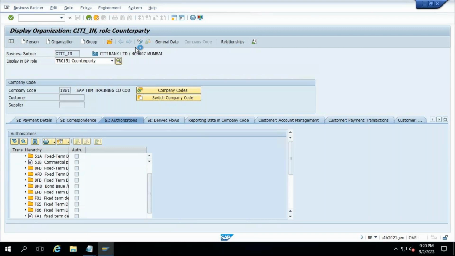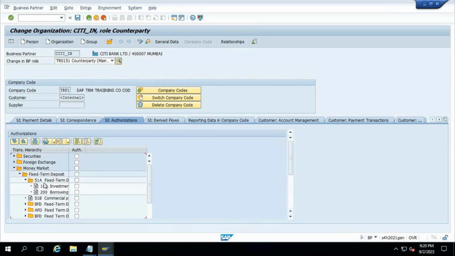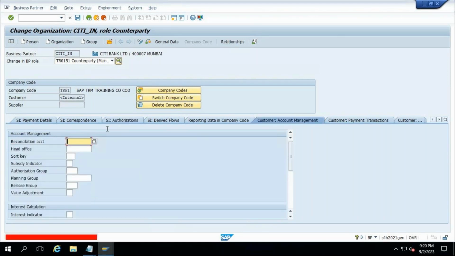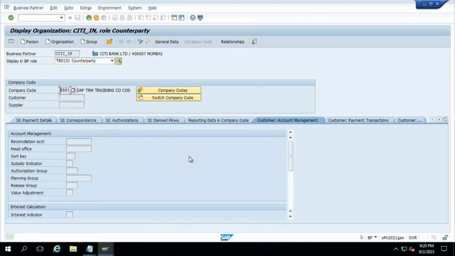If you define it here, let's say I go to change mode and I don't want this bank to deal in anything other than my investment. This is a standard product type, I say this is a 51A, and define. So other than 51A, if anybody tries to create a product type, the system will not allow it. Okay, so this is how the system does the control from this end.